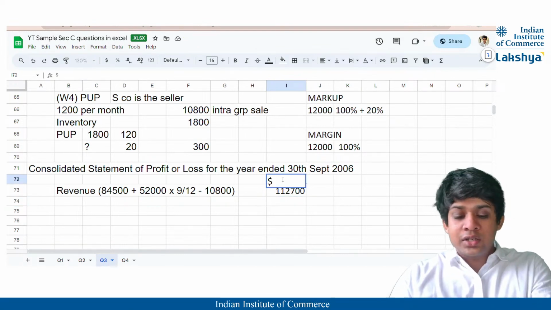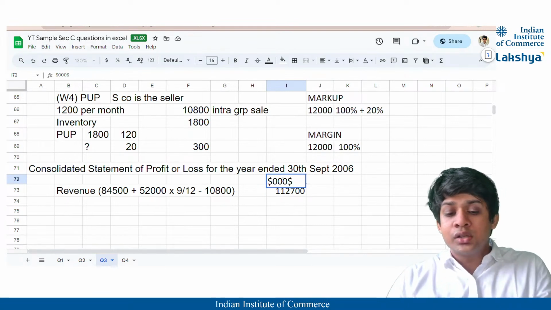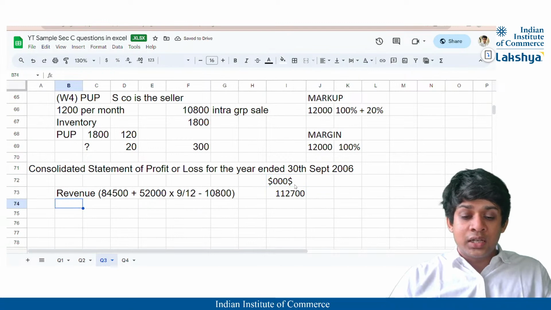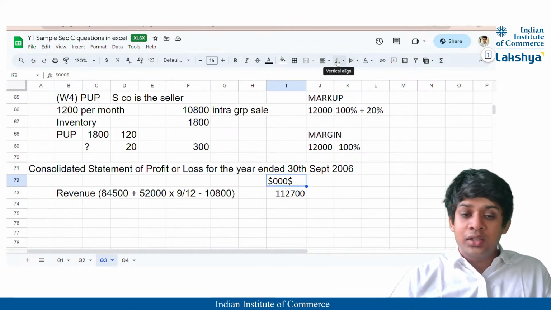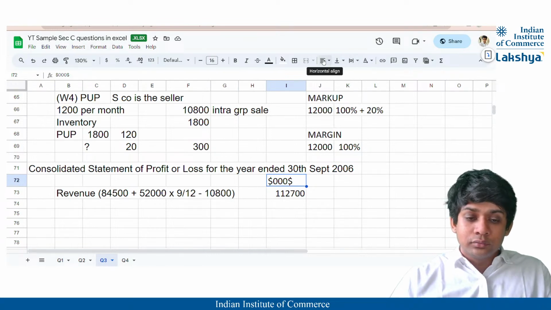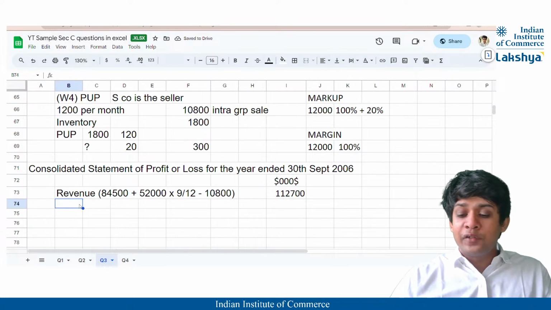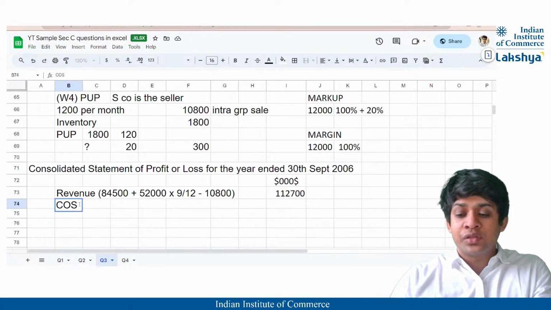Also, always guys, please mention this dollars, because it is always in millions, but we are stating it in thousands. So please mention it like this, that whatever are the values, they are in dollars. I mean $1,000. Now, after the revenue, we have our cost of sales.